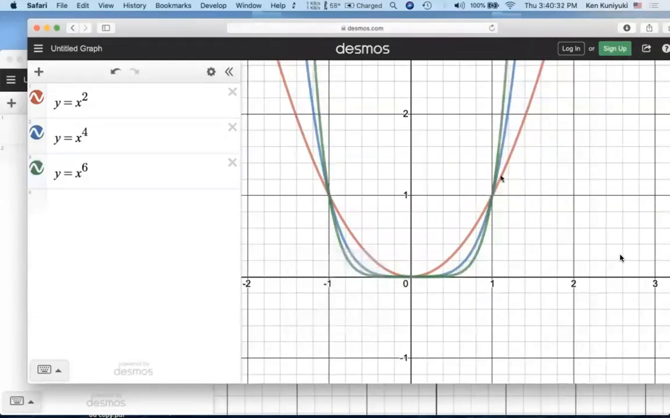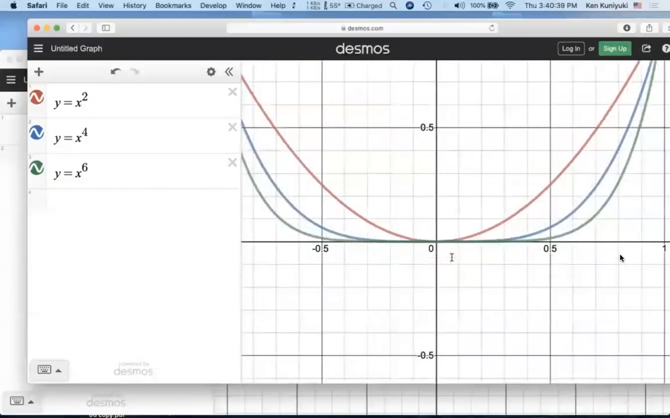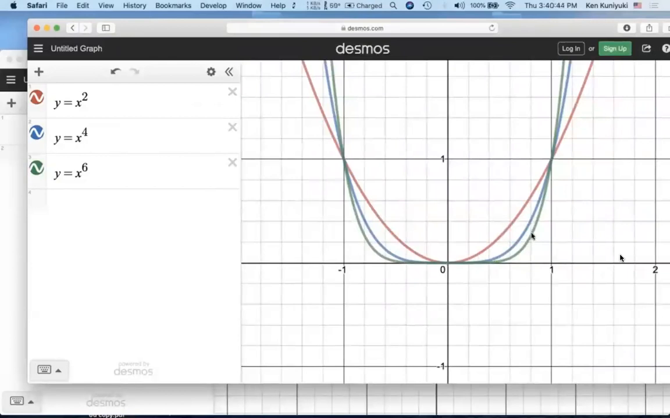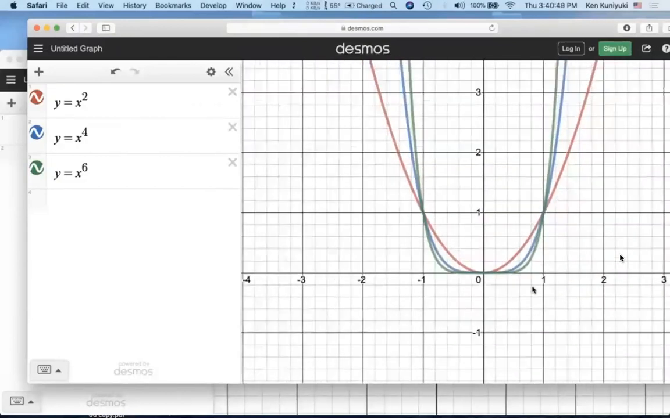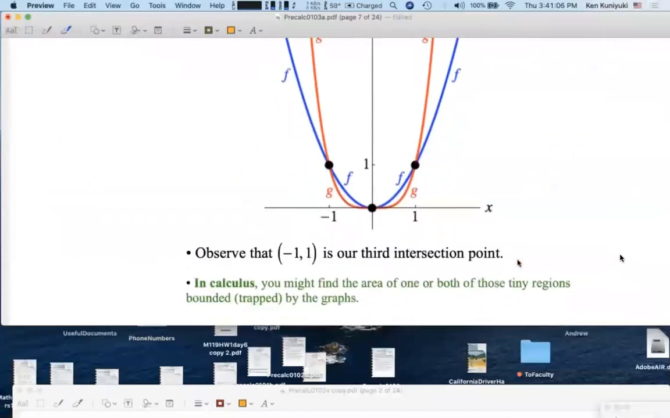In green, it's steeper out here for values of x far from 0, but for values of x strictly between 0 and 1, maybe excluding 0, the green graph is below both the red graph and the blue graph. So again, the y equals x to the 6th graph in green is steeper far away from x equals 0, but it's flatter close to the origin. And again, you can talk about areas between various graphs. In calculus, you do that using definite integrals. All of them are even, all of them represent even functions.